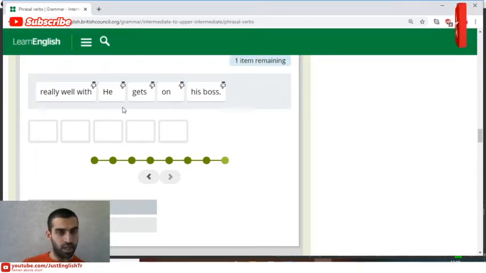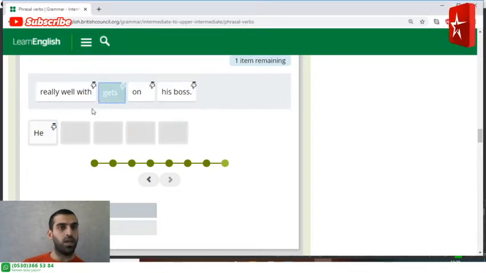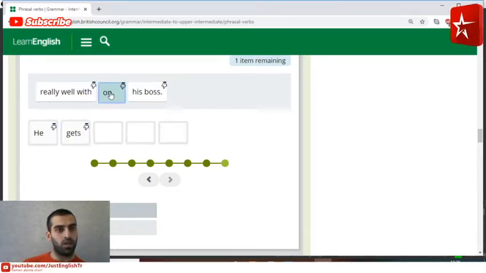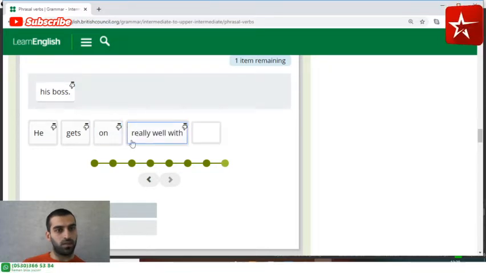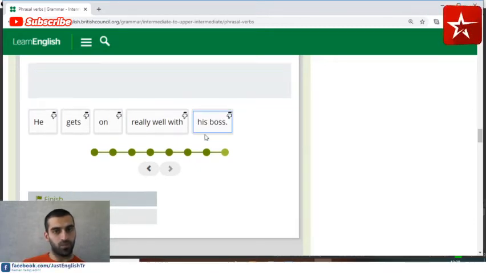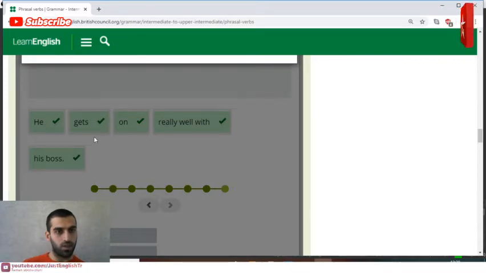Okay, the first one, as you know, we have to use the subject and the verb. He gets on really. Yes, he gets on really well with his boss. Okay, so Mehmet Bozkurt says he gets on really well with his boss. Another says, "He really well gets on his boss." Okay, let's take the finish.